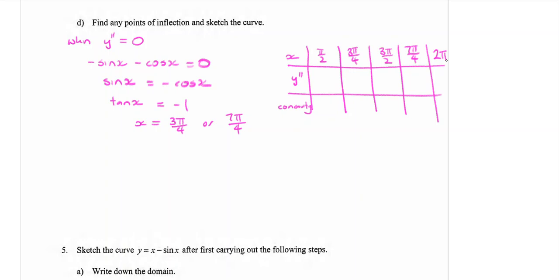Okay, so when you sub in the 3 pi over 4 and the 7 pi over 4, they should be zeros. When you sub in pi over 2, I don't have the exact number written down, but it is going to be concave down there, which means the second derivative is going to be negative.